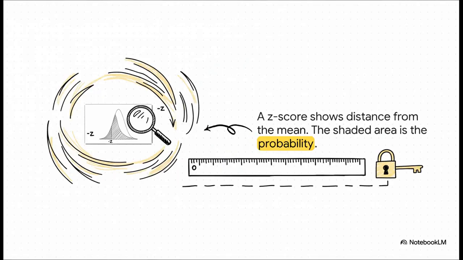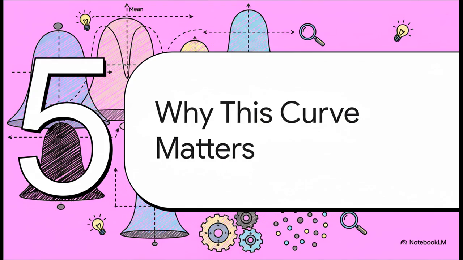So what does a z-score actually tell you? Well, it's just the number of standard deviations your score is away from the average. A z-score of 1.5 simply means you're 1.5 steps above the mean. A z-score of -2 means you're 2 steps below it. And this is where the magic happens. This standardization unlocks the world of probability. The shaded area under any part of the curve can now tell you the exact chance of a result falling in that specific range.